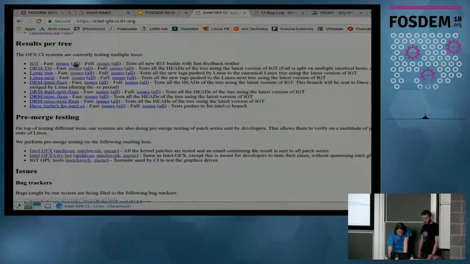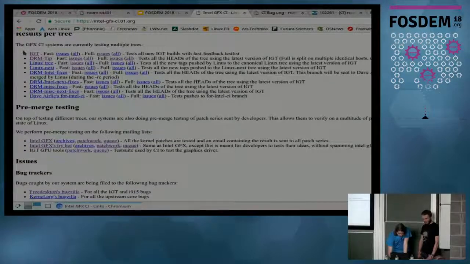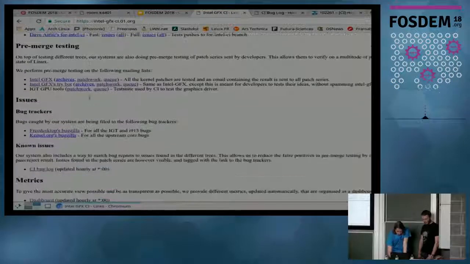Okay, so we're not going to click on the all things because you know what it means. It's going to take forever. So we're also not going to care about the other trees. It's exactly the same logic. So now for pre-merge testing. We do pre-merge on the graphics CI main list, basically for DRM tip, for IGT, and that's it. Let's not care about the tribot.